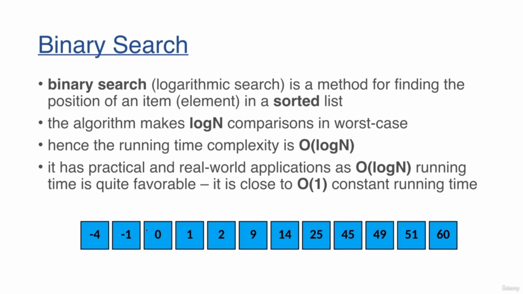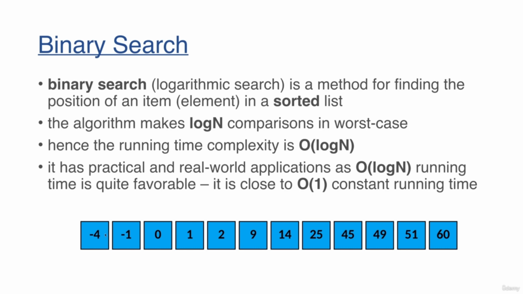So for example, we have a one-dimensional array or a list data structure with items -4, -1, 0, 1, 2, 9, 14 up to 60. What's crucial is that, as you can see, this data structure is sorted, and because it is a sorted data structure, we can use binary search. So what is the binary search algorithm?